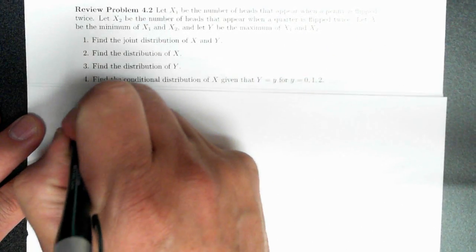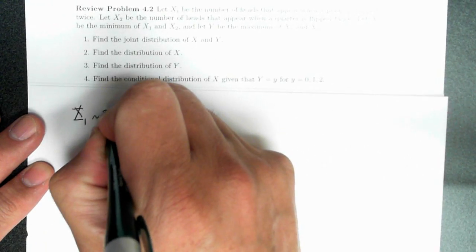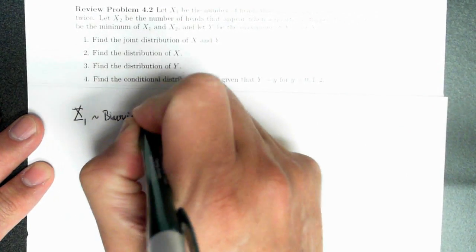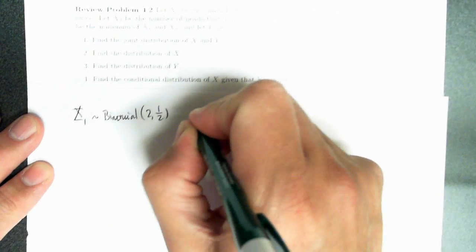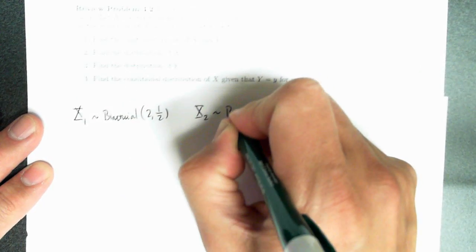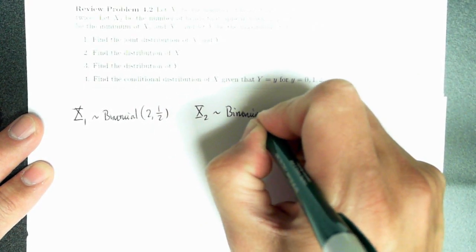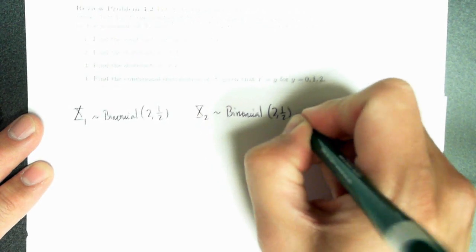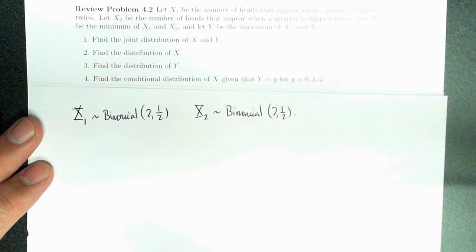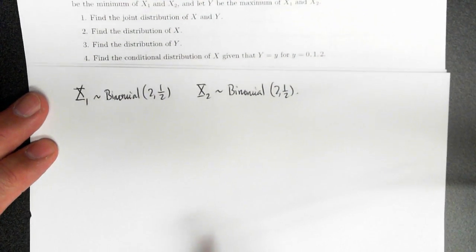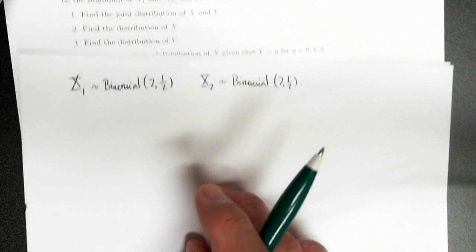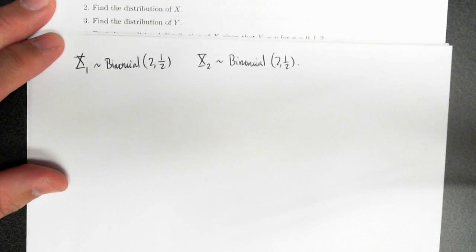Well, to get started, clearly x1 is binomial with parameters 2 and 1/2, and x2 is also binomial and independent with parameters 2 and 1/2. So let's figure out the joint distribution of x and y. Now there are a few possibilities for this.